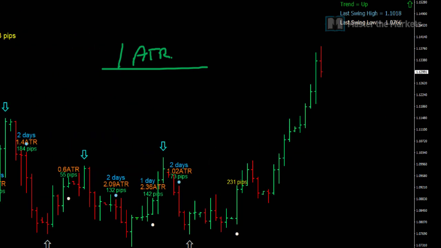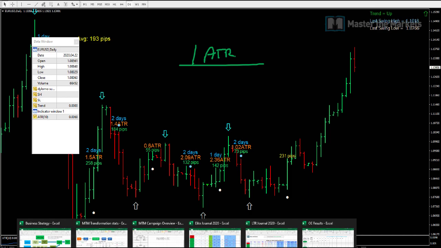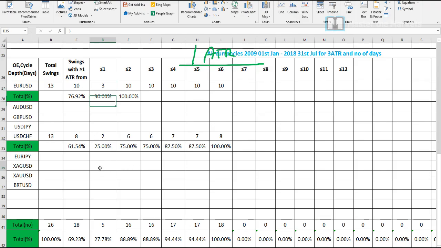Now, if I were to collate this into a spreadsheet, it would look something like this. So, look, Euro Dollar is what I showed you. Total number of swings, we got 13. Out of those 13 swings, 10 swings complete 1 ATR, more than or equal to 1 ATR. So 76% of them complete 1 ATR or more.